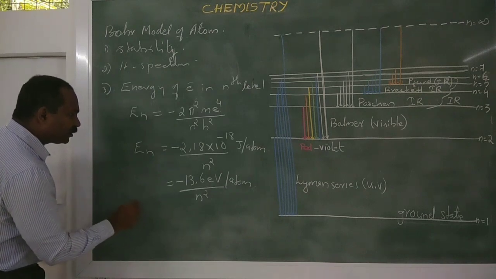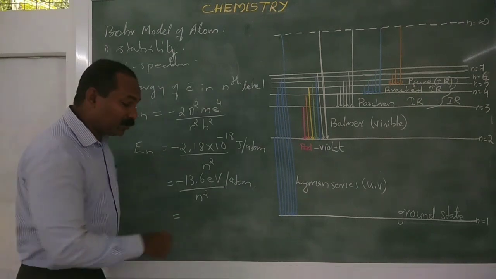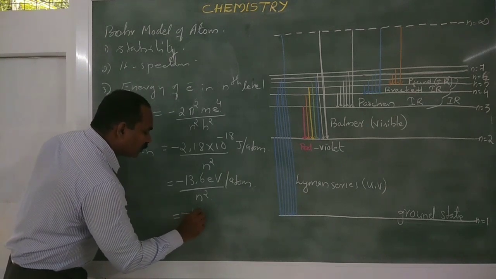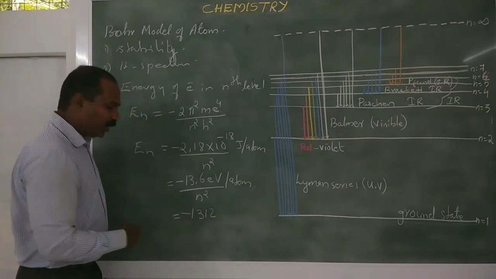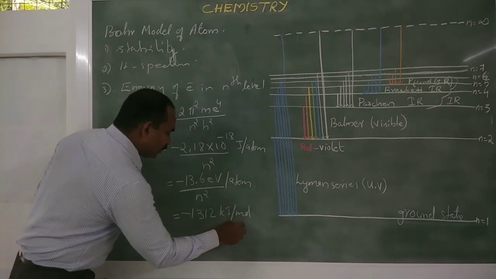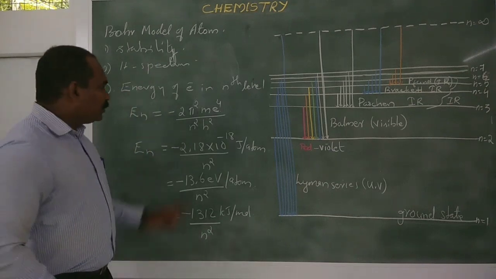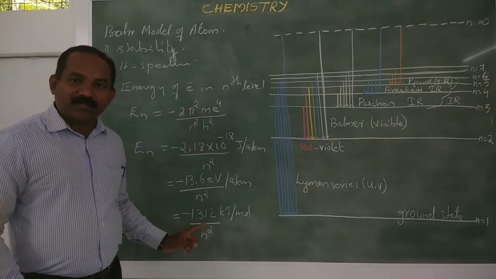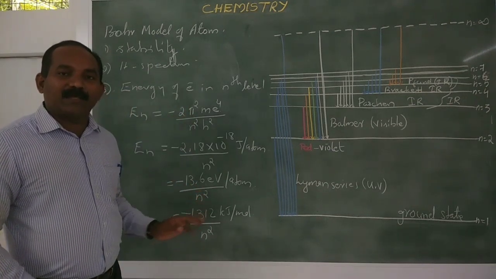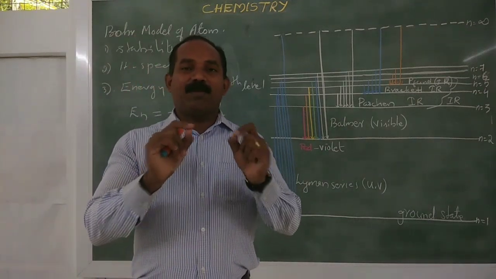Another important thing is that energy is expressed in kilojoule per mole, minus 1312 kilojoule per mole, divided by n square. These are the important equations to calculate the energy of the electron in a particular orbit.